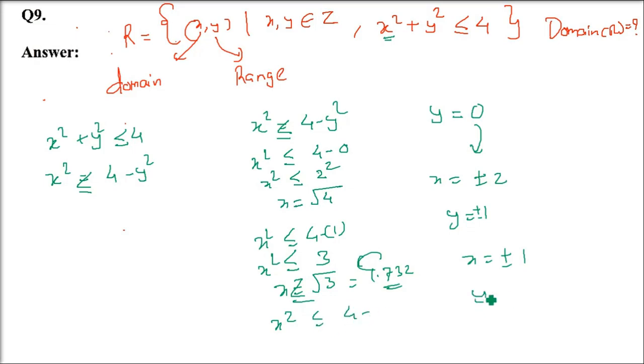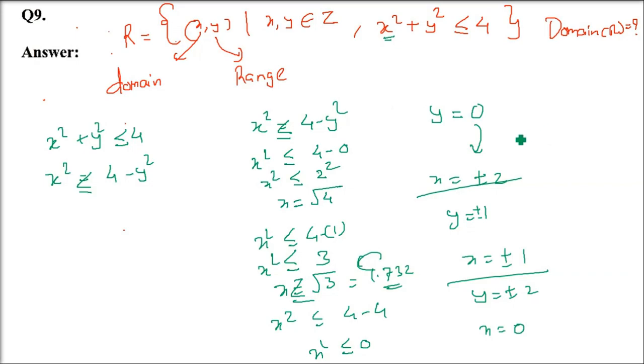Now coming to putting y as plus minus 2. Put it here. This is 4. So x square is less than or equal to 0. What do you get? x equals 0 only. Okay, till here it is okay.